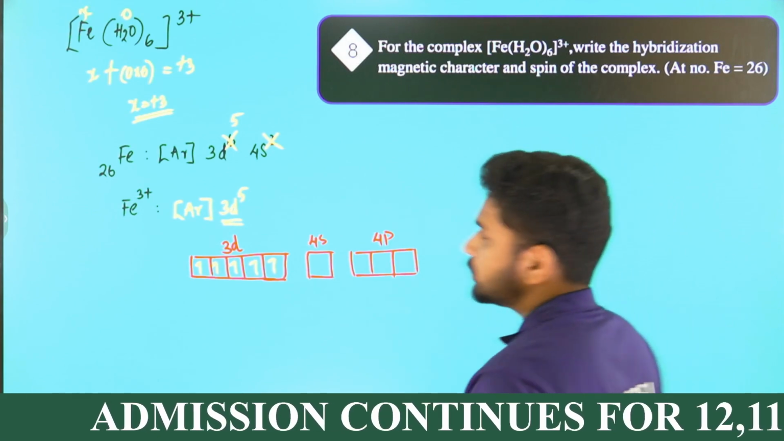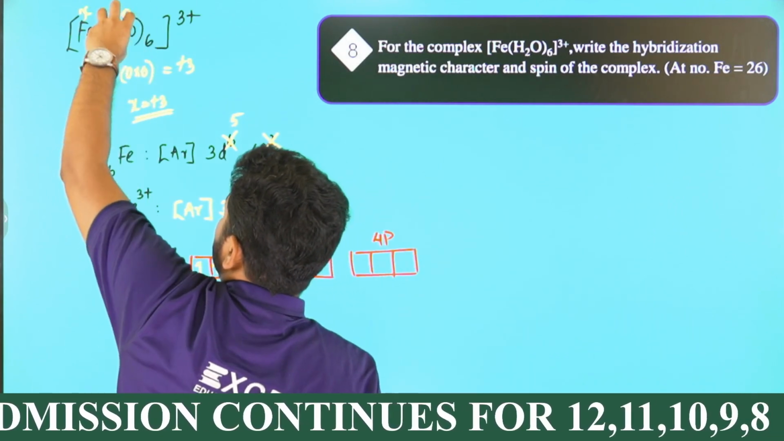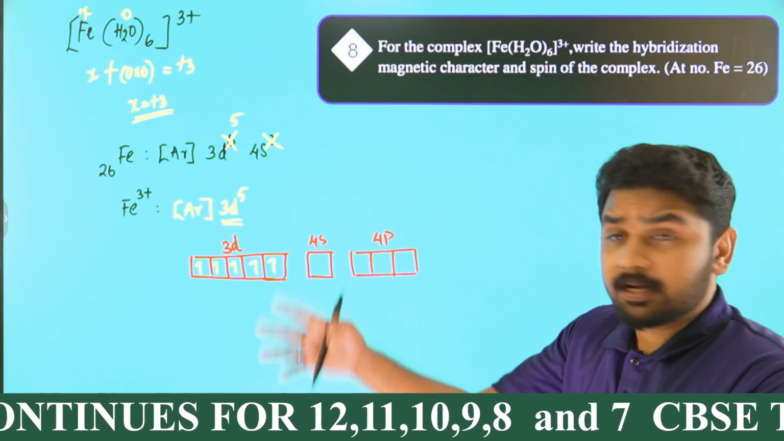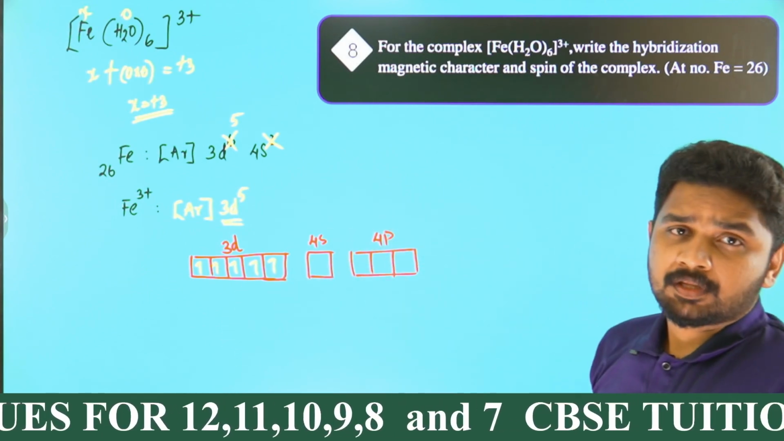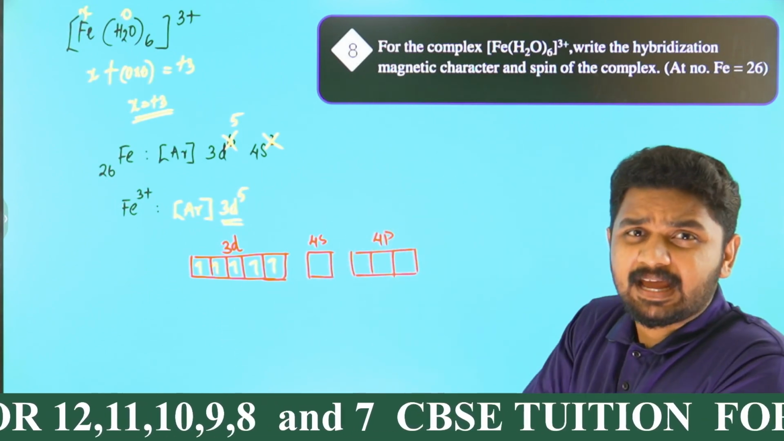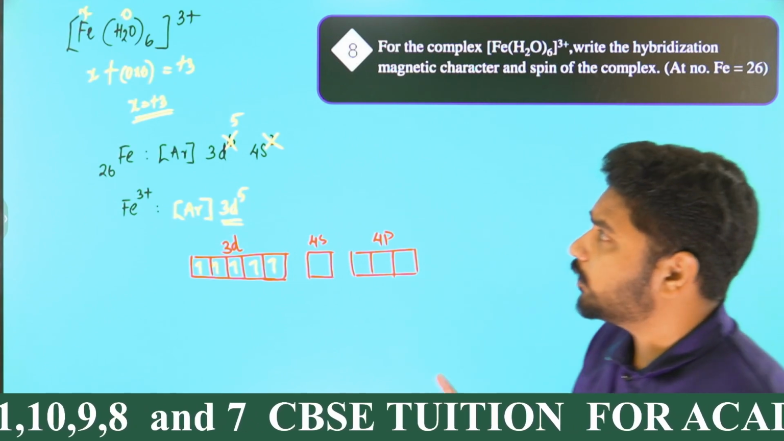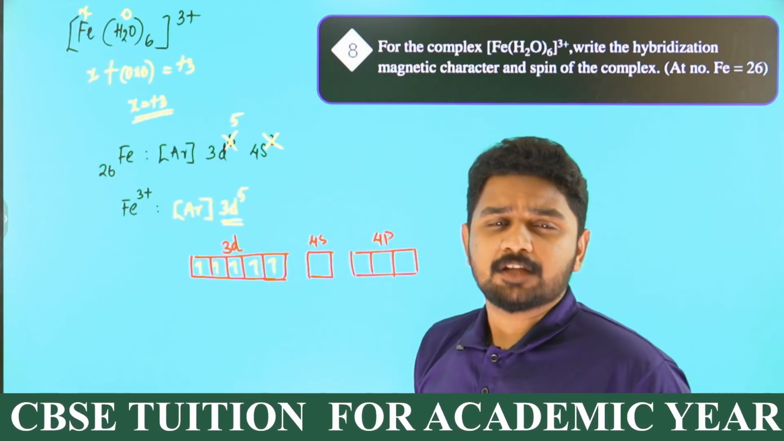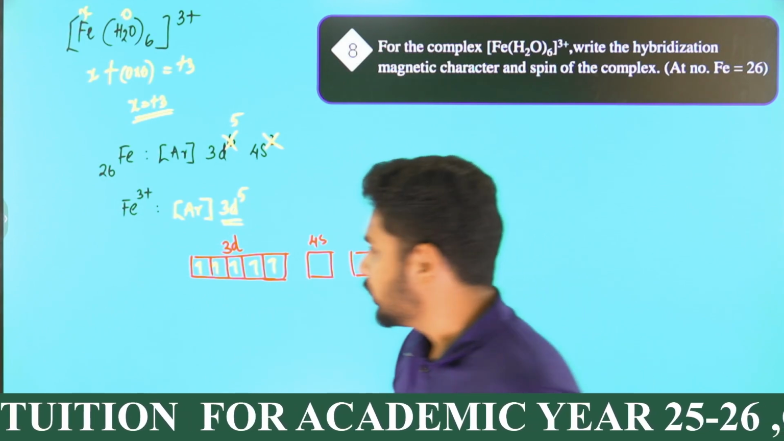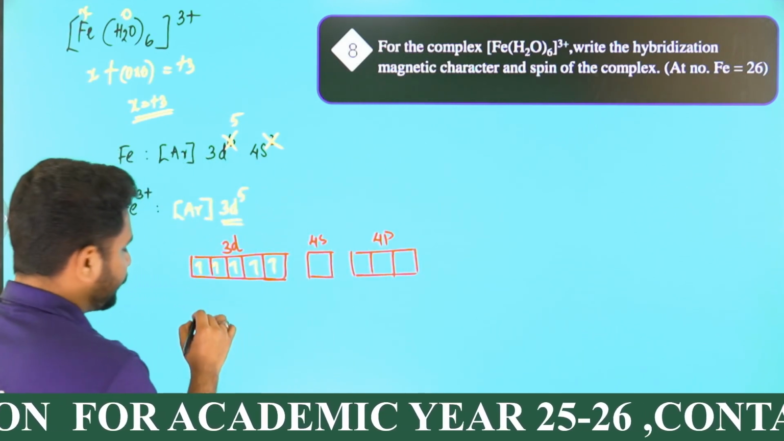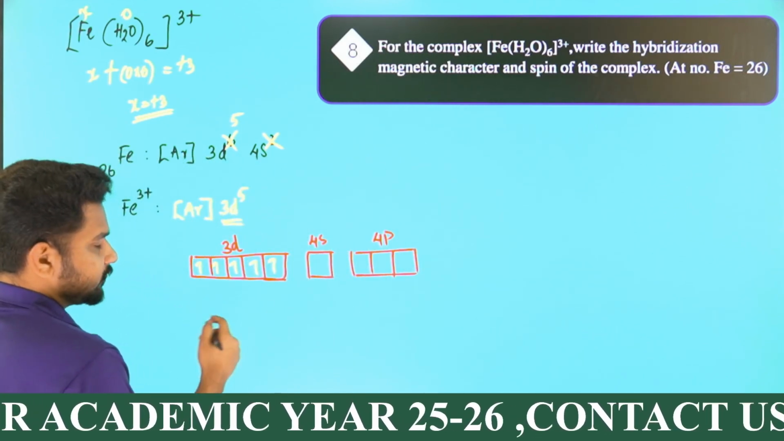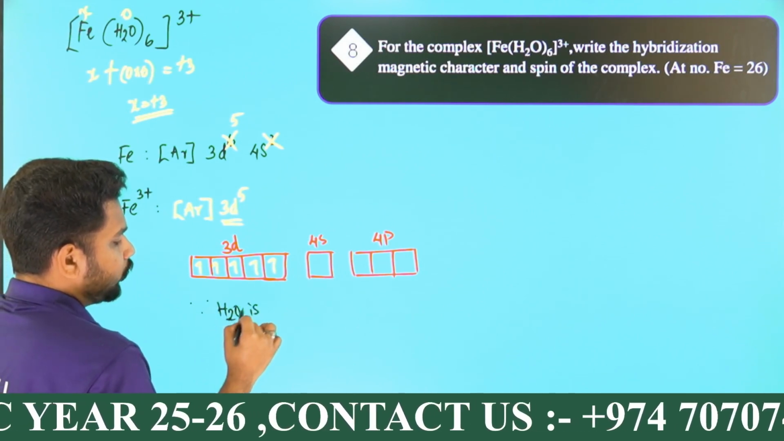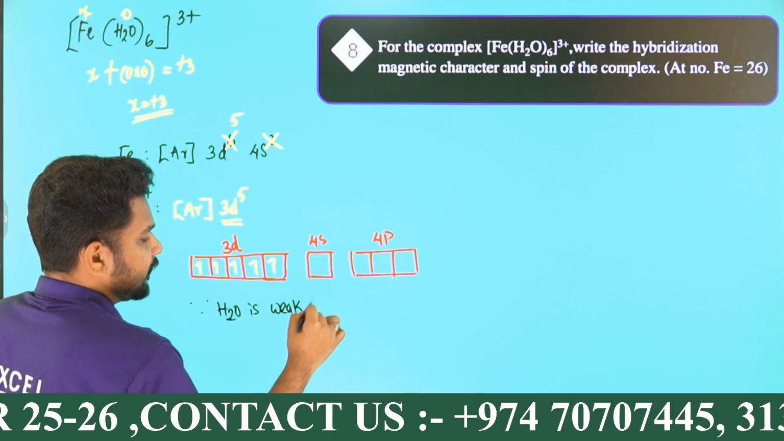And what is the next step? Please check the ligand. If the ligand is a strong ligand, pairing will take place. If the ligand is a weak ligand, pairing will not take place. What do you think? Is H2O a strong ligand or a weak ligand? H2O is a weak ligand. So pairing will not take place. So you can say it like this: since H2O is a weak ligand, pairing will not take place.